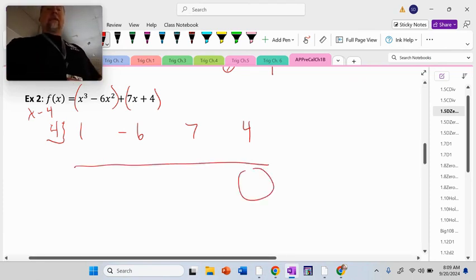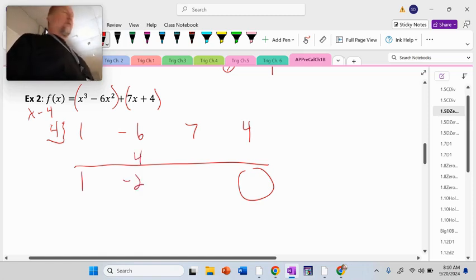And then what should I get at the end? Zero. Okay, and that will prove what I'm looking at is true. So again, that's why we did that bell work: x-intercepts, zeros, and so on and so forth.